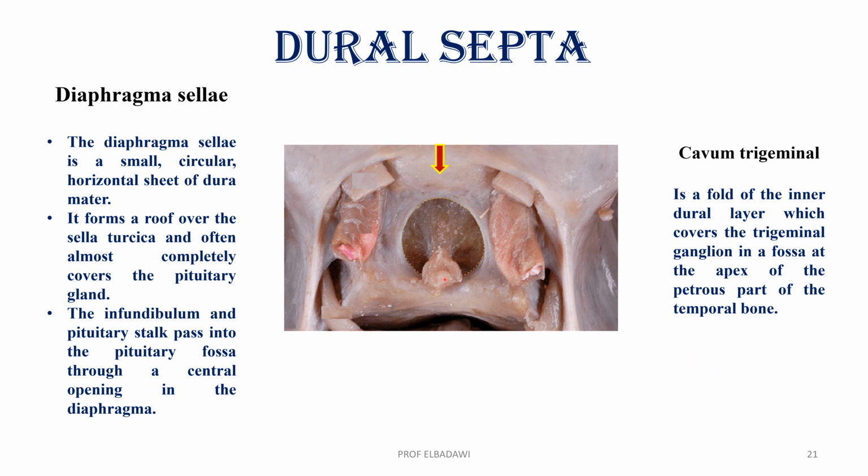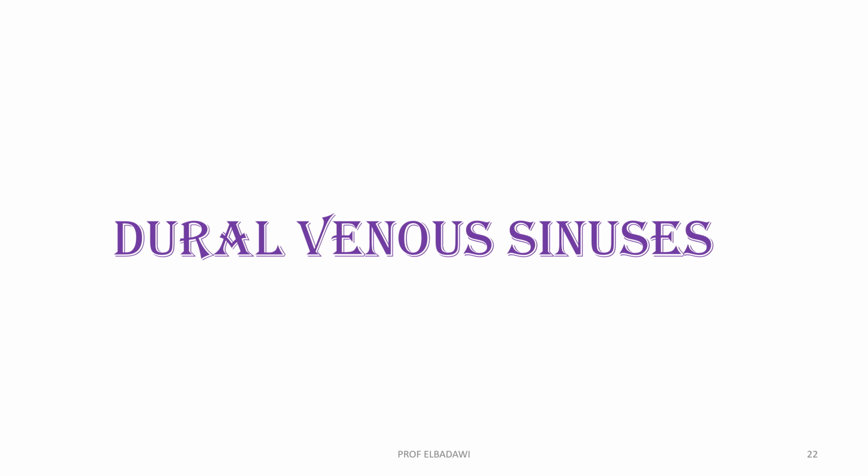The cavum trigeminale, which we cannot see over here, would be around this part, at the apex of the petrous part of the temporal bone, where the trigeminal ganglion is lying in that fossa. It covers the trigeminal ganglion. That is the cavum trigeminale.